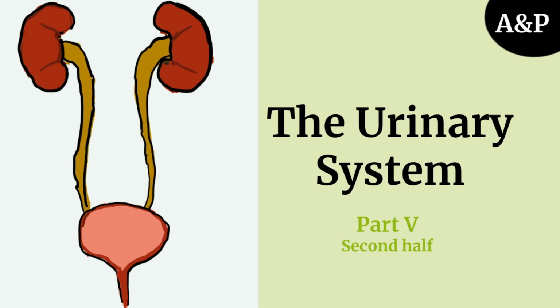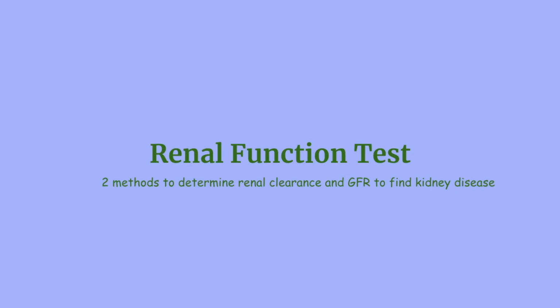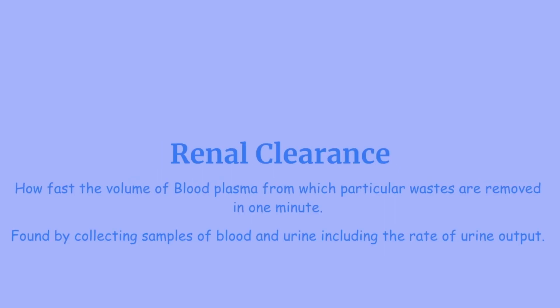Now, Part 5 will discuss urine and renal function tests. The last video, which was the first half of Part 5, we only talked about urine. Now we have the second half of Part 5, in which we will talk about renal function tests. There are two methods to determine renal clearance and glomerular filtration rate to find kidney disease. Today we'll work on renal clearance and glomerular filtration rate. So let's start with renal clearance.